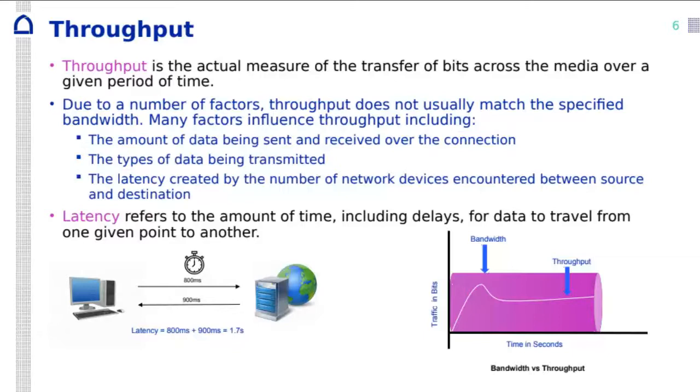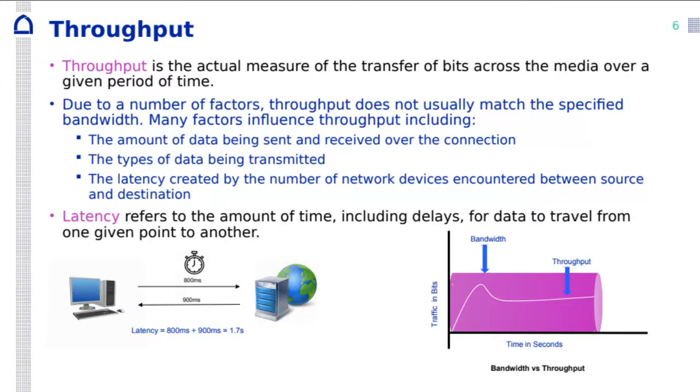So throughput is usually less than the bandwidth. Throughput is the actual measure of the transfer of bits across the media over a given period of time. Due to a number of factors, throughput does not usually match the bandwidth: the amount of data being sent and received over the connection, the types of data being transmitted, and the latency created by the network devices. These are all affecting the throughput.